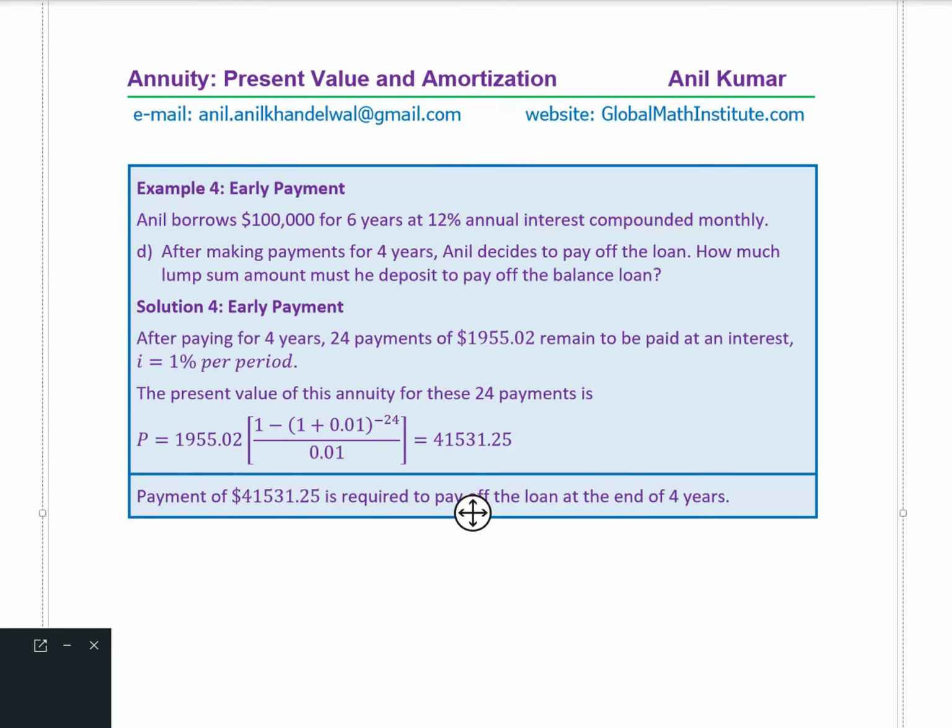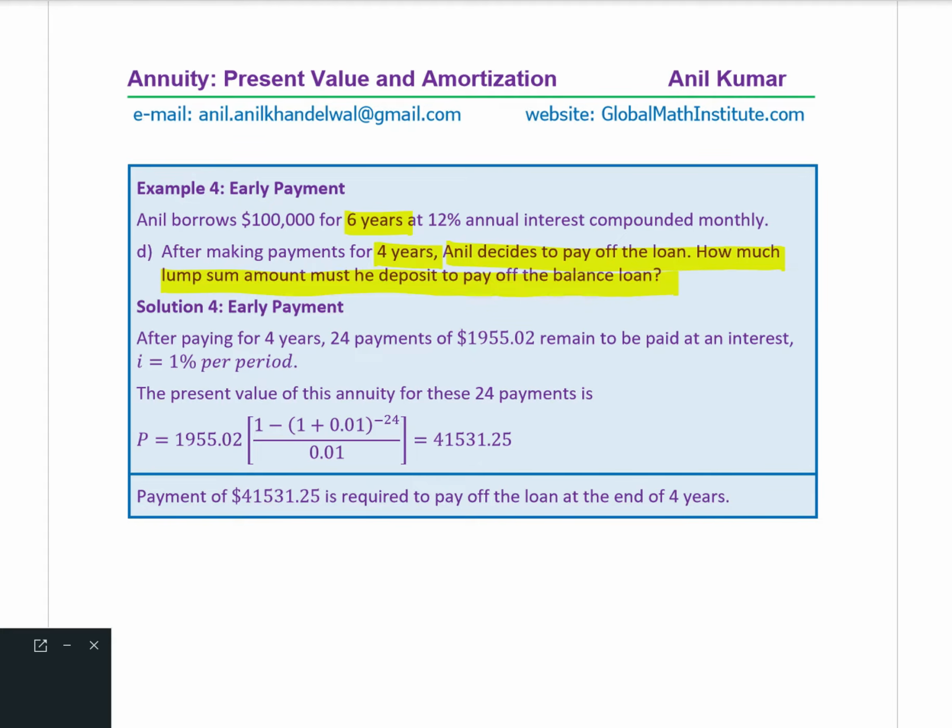Now let's take the part D, which is same situation. After making payments of 4 years, so instead of 6 years, Anil decides to pay off at the end of 4 years. So after making payments of 4 years, Anil decides to pay off the loan. How much lump sum amount must he deposit to pay the balance amount? Now, there are many ways to solve this. What you need to do is to understand that at the end of 4 years, what is the situation? How much amount is still to be paid?